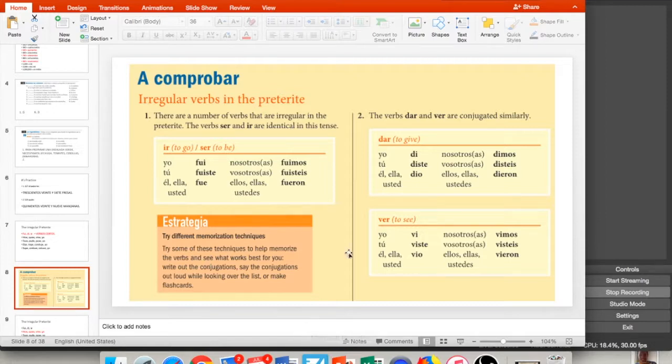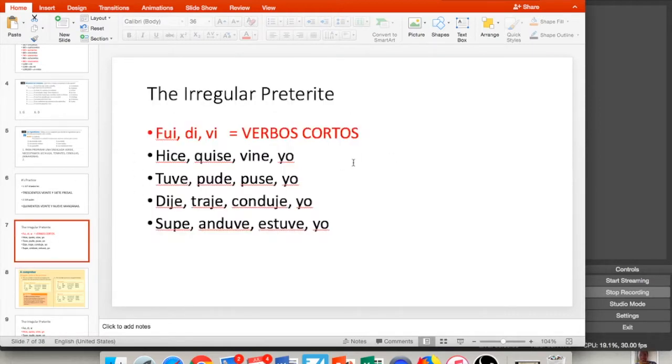So, ir and ser, you get your fui, fuiste, fue, fuimos, fuisteis, fueron. Dar, to give, to say I gave, we say yo di, you gave, tú diste, él, ella, usted, dio, he or she gave. Nosotros dimos, we gave, vosotros disteis, you all in Spain gave, and ellos, ellas, ustedes dieron. So, di, diste, dio, dimos, disteis, and dieron. These are your dar conjugations. You can also hop down to ver and see that they're exactly the same as dar, except the d changes to a v. So, I saw, yo vi, you saw, tú viste, he or she saw, vio, so on and so forth. So, these are those first verbs in the verbos cortos category, fui, di, vi.